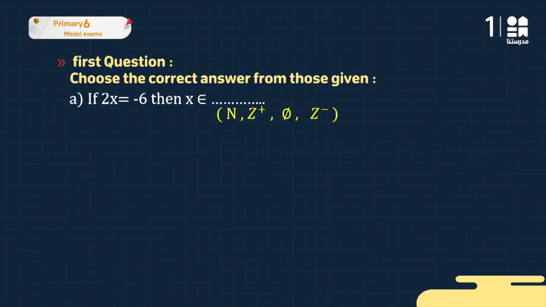Is it in the positive set? Of course not. Positive means positive integers only. Phi? I have a -3, not phi. So -3 belongs to Z negative, of course.